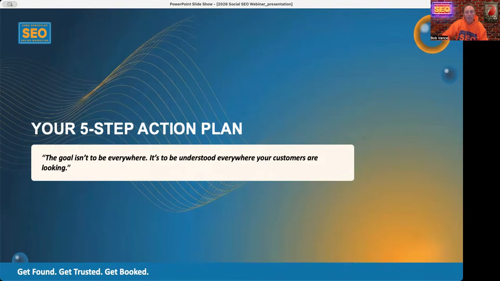And so let's get into a five-step action plan. I want you guys to walk away with something that you can actually use here today. Like I said before, the goal isn't to be everywhere, it's to be understood everywhere that your customers are looking. So understanding how search is changing really matters. The real value is in knowing what to actually do next.